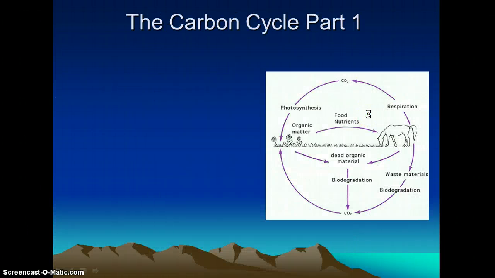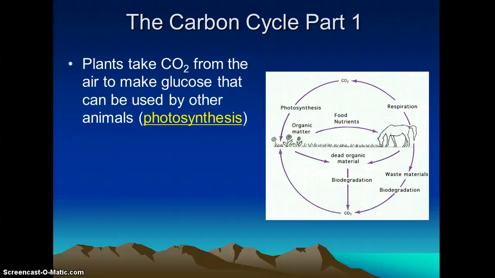Now we're going to move on to the carbon cycle. The carbon cycle is a little bit more complex than the water cycle, so do this slowly. We're going to start with photosynthesis, which we know our producers or plants do.